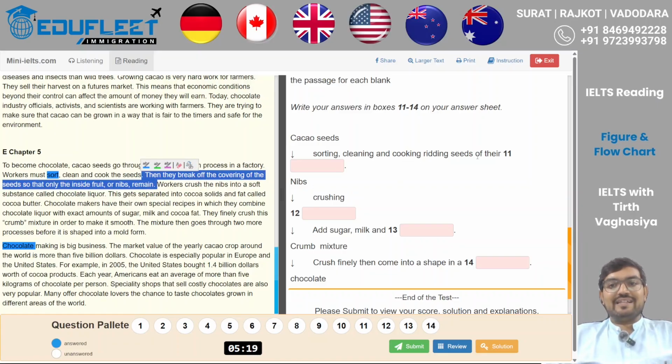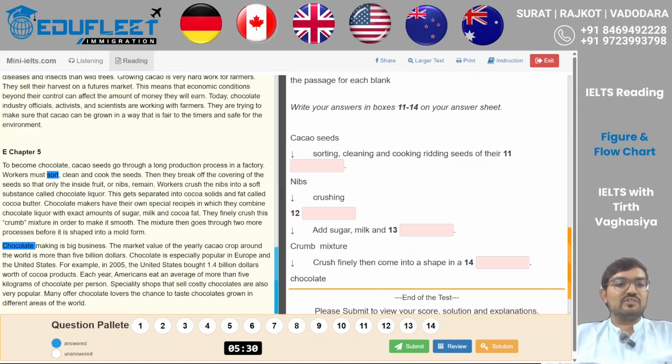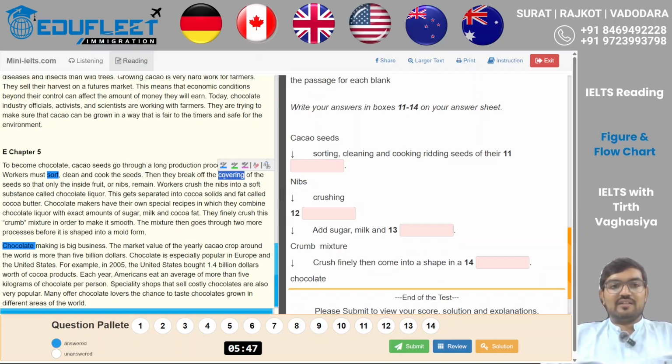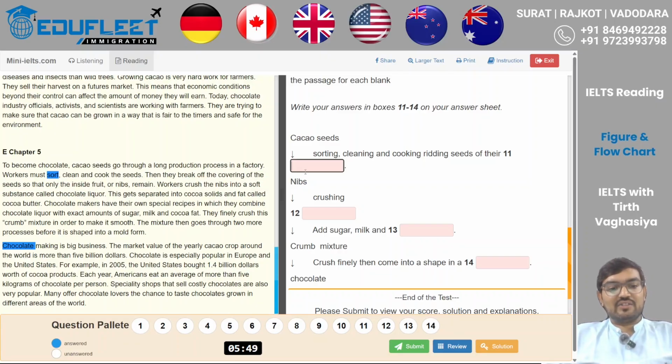So riding seeds of there. So of there something is mentioned. So after there I can always expect a noun, and the noun will be in the position of seeds. So what is in the position of seeds? The break of the covering of the seeds so that only the inside fruit or nibs remain. So fruit or nibs is here. Okay, so again my answer is from this. Of their covering. So they are separating out fruit from the covering. So my answer is going to be seeds of their covering.